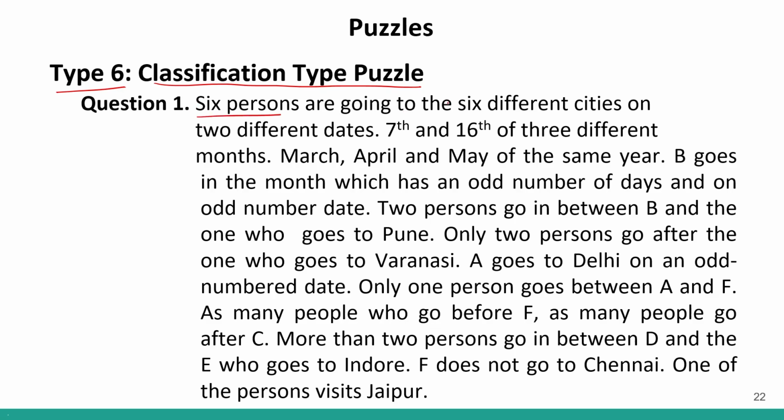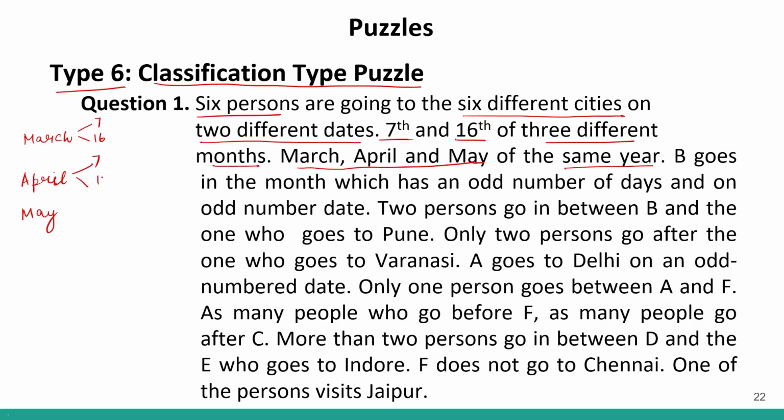There are 6 persons that are going to 6 different cities on 2 different dates, on the 7th and 16th of 3 different months, March, April, May of the same year. So there are 6 people that go to different cities in March, April, and May. Each month they go on 2 different dates, that is 7 and 16. These are the only 2 dates on which they go to their cities.